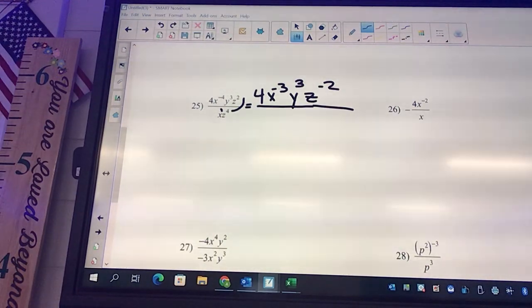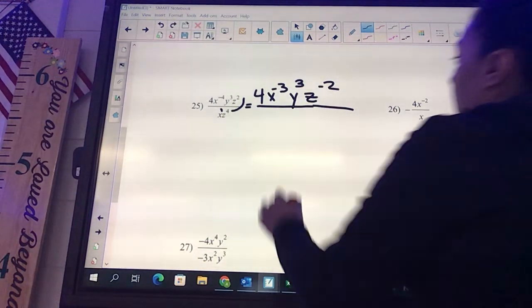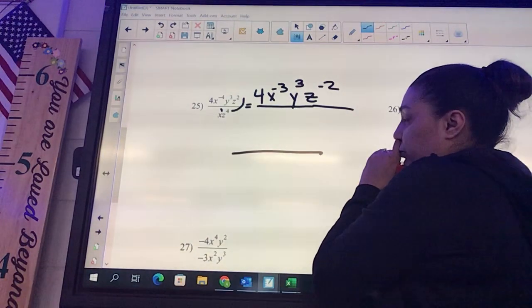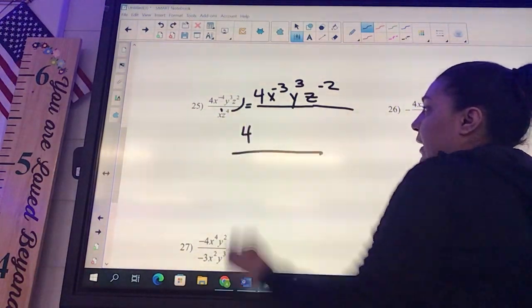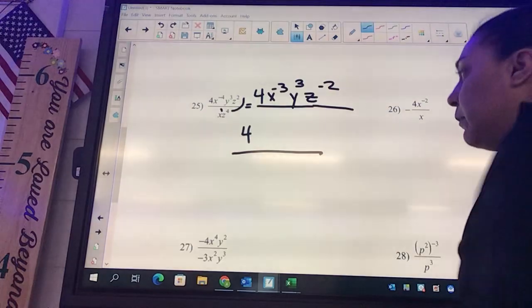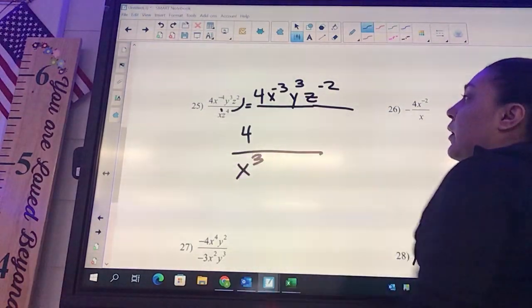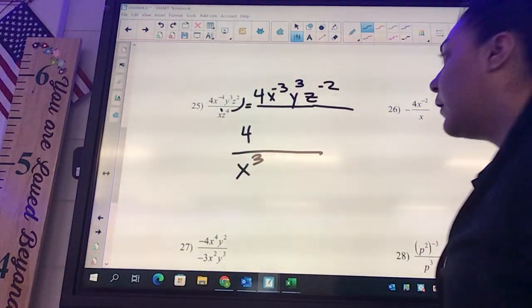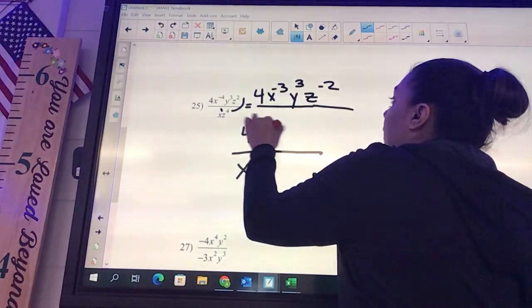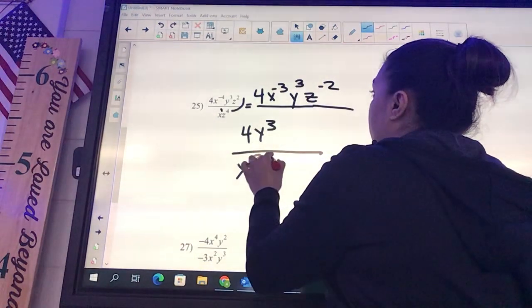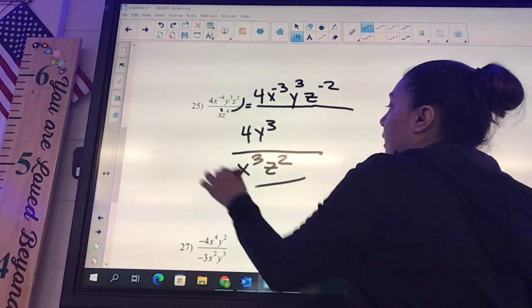What needs moved? Okay, where's the 4 go? Top, x to the negative 3. Bottom. Y to the 3. Top. Z to the negative 2. Bottom. It becomes a positive.